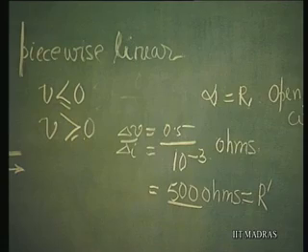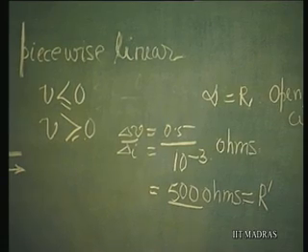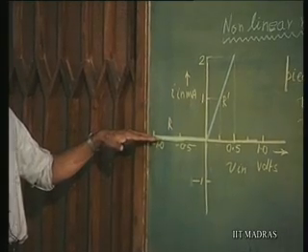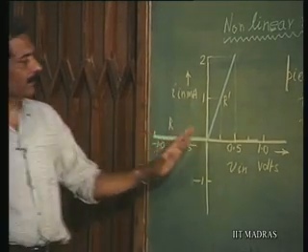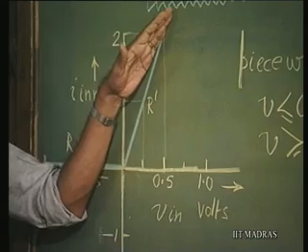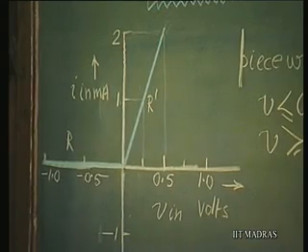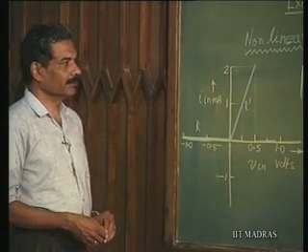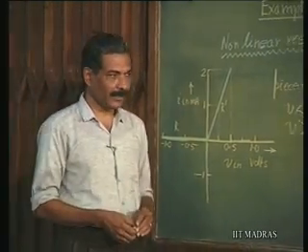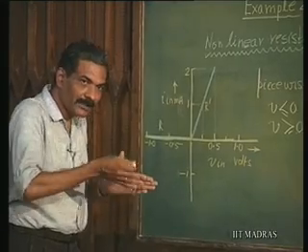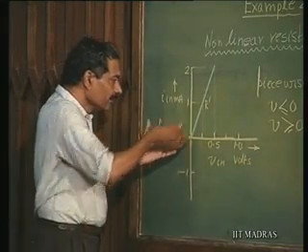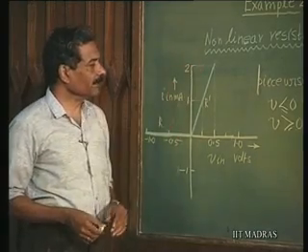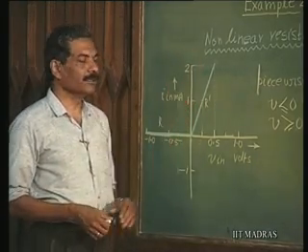So, this is R, let us call this R dash. So, it is taking on different values. In this region it has a resistance R which is infinity, and in this region it has R dash, which is 500 ohms. So, this is called a nonlinear resistor. A nonlinear resistor can normally be approximated in terms of piecewise linearity, assuming that over a small range it is linear, so it can be approximated as a piecewise linear resistor.